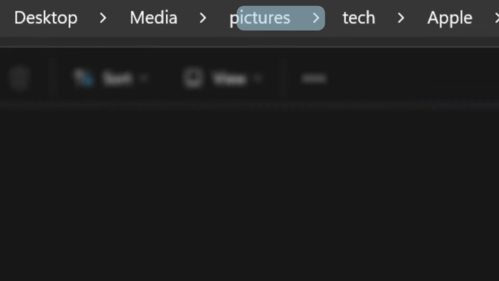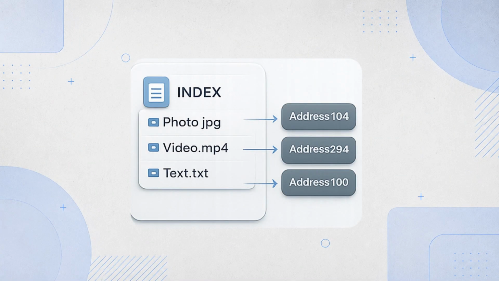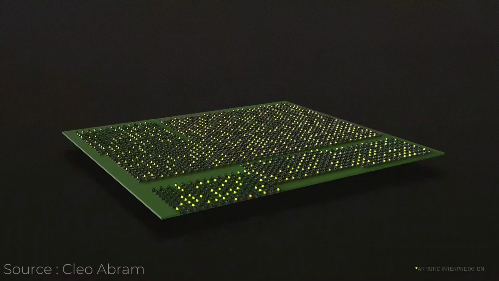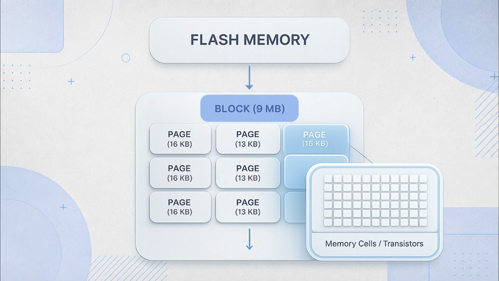Now for the operating system to keep track of where each file lives, it creates something we call an index. It's like a table of contents that points directly to those physical memory addresses. In flash memory, those transistors are grouped into pages, usually 4 to 16 kilobytes, which are grouped in larger blocks, usually 2 megabytes to 8 megabytes.